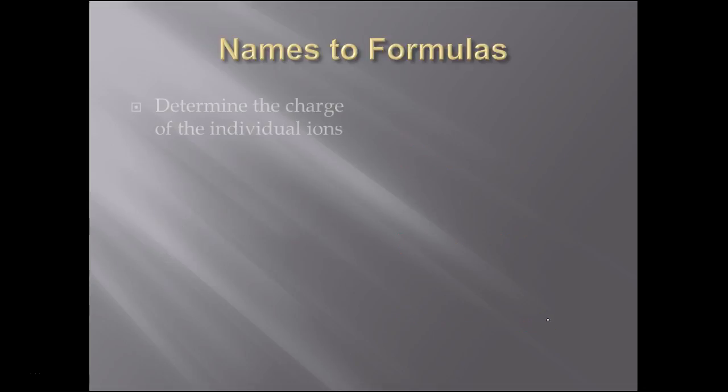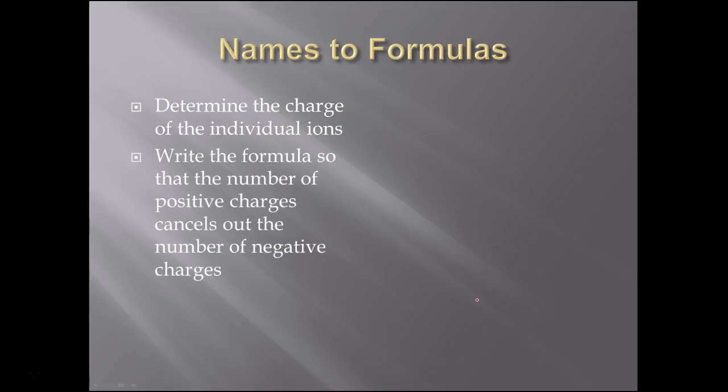All right, now sometimes we do have to go in the reverse direction. So instead of having the formula and needing to give a name, sometimes you're given the name and you have to write a formula. So the first thing you want to do is determine the charge of the individual ions. And after that, you're going to write the formula so that the positive charges cancel out the negative charges. Let's take a look at a couple examples here.